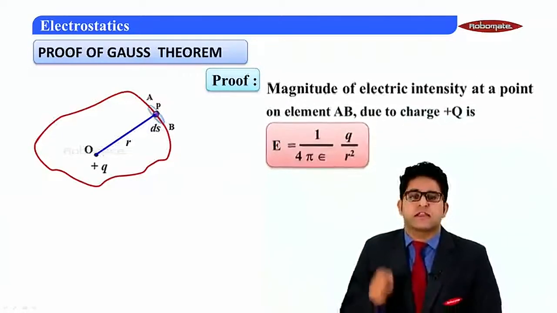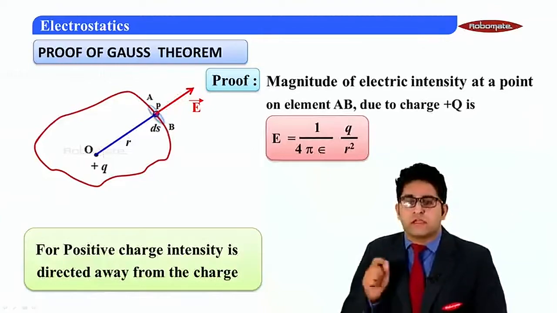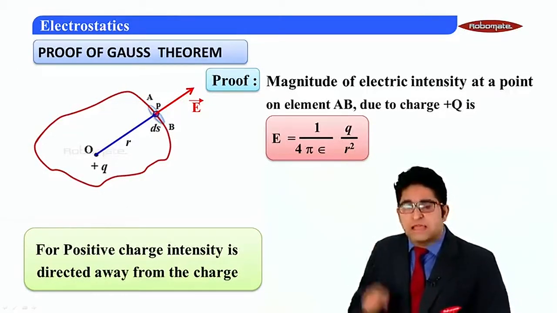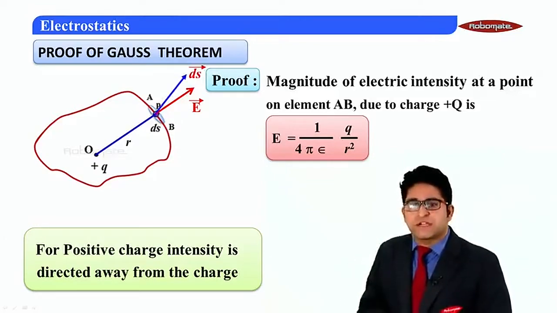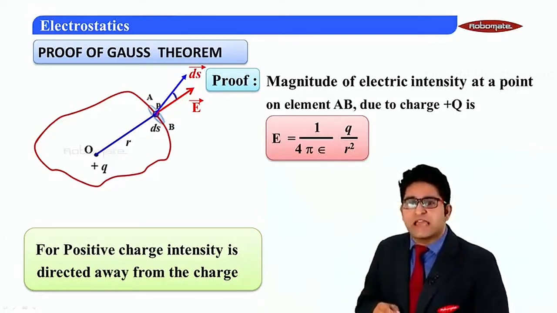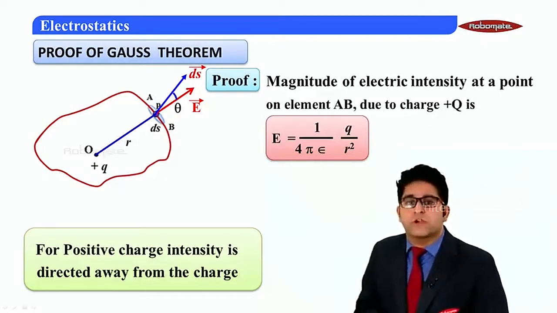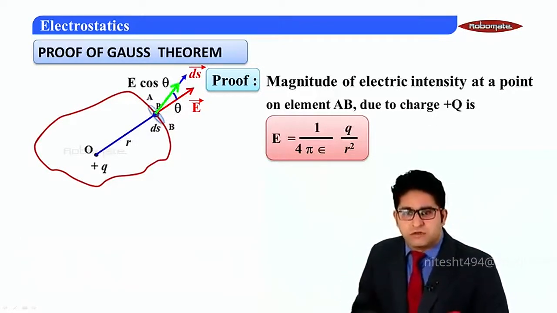Now let us move further. Let us start with step number 4. Here intensity will be directed outward since it is a positive charge. Let us consider area vector which is vector dS, and let's say theta is the angle between them. So what will be normal component? In this case, normal component will be E cos theta, right?